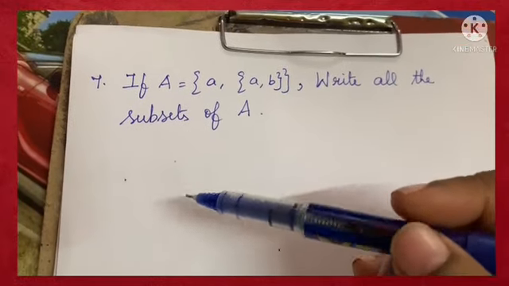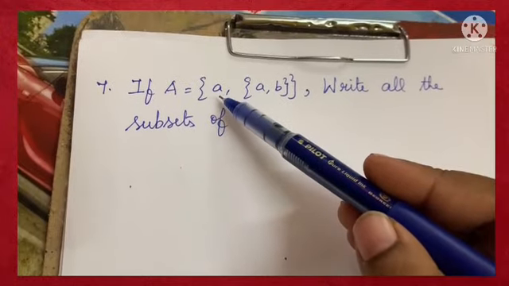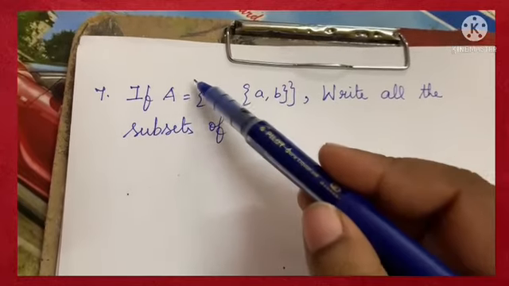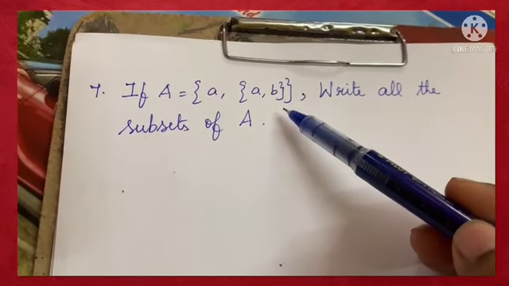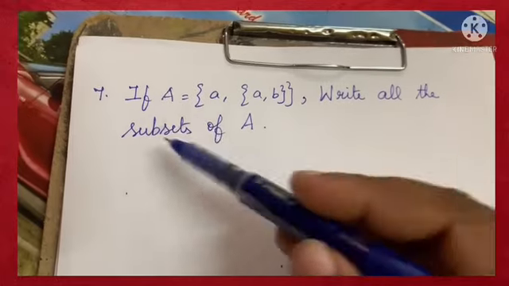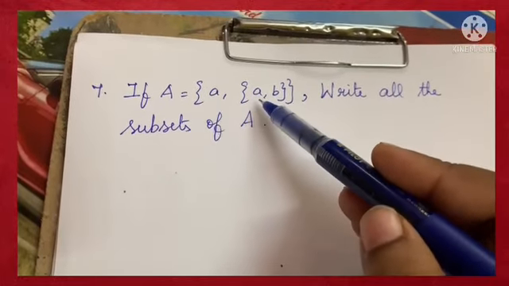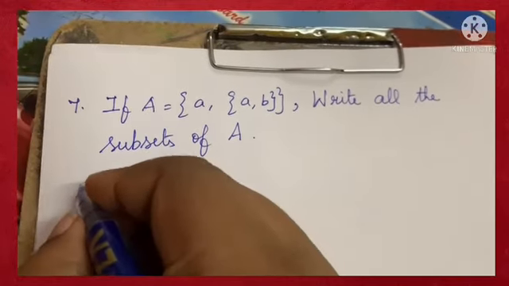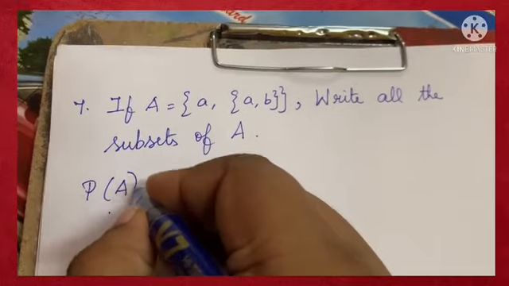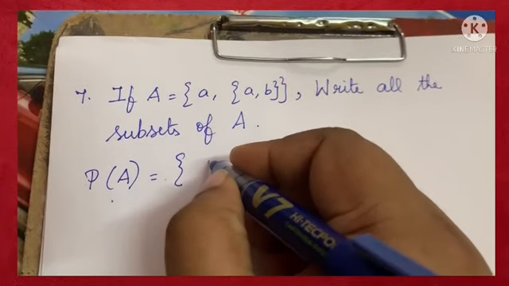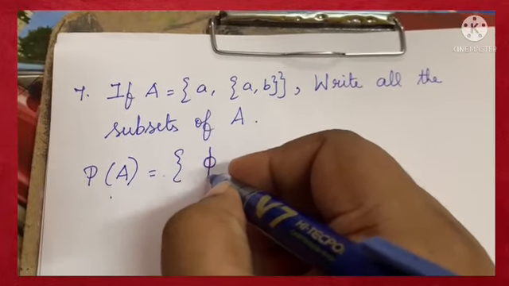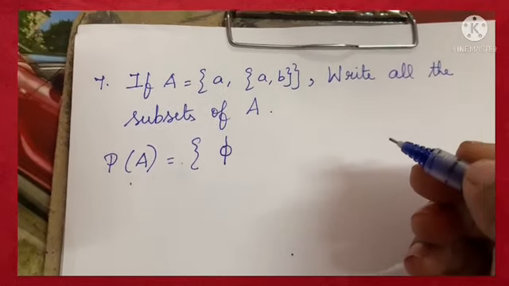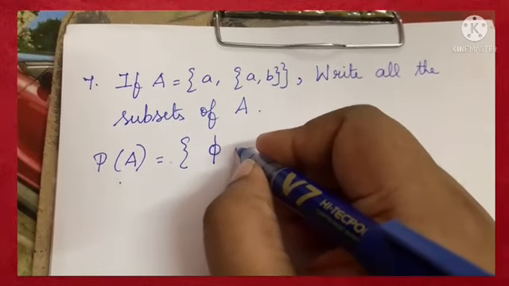Now to the seventh sum. If A is {a, {b}}, one more set, and both are there in one single set. Write all the subsets of A. So we are going to consider this as a set and find the subsets. Meaning of subset is nothing but the power set. So I can say P of A. So obviously you know that the first one is the null set. Null set itself is a subset for any set.